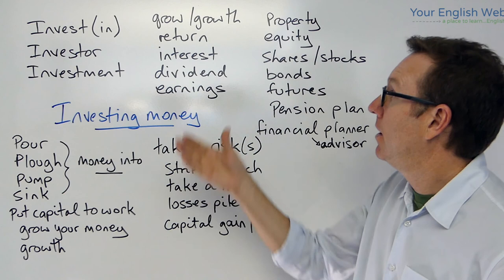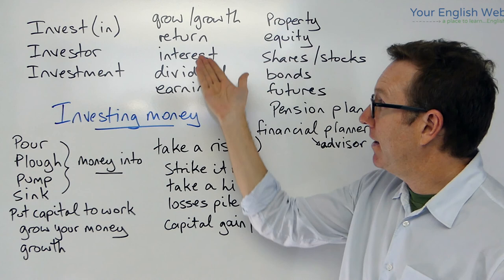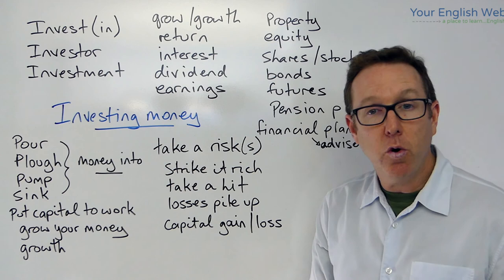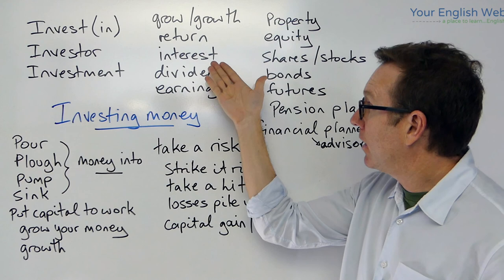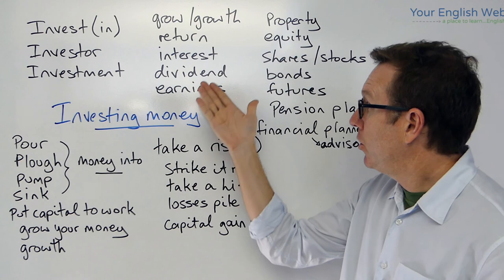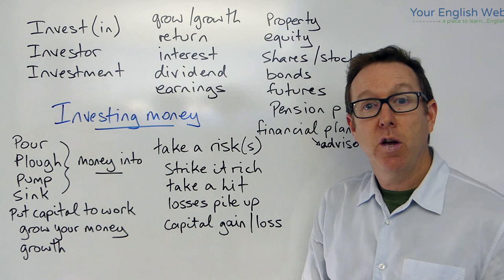You want a return on that money. Another expression we use when we talk about investing. You want a return. You look for a return. Perhaps you get a good rate of interest on some money that you have in the bank, okay? You get a good rate of interest. Maybe if you invest in a company, you buy shares, you get a dividend. And all of these things are known as earnings, your earnings from your investment.